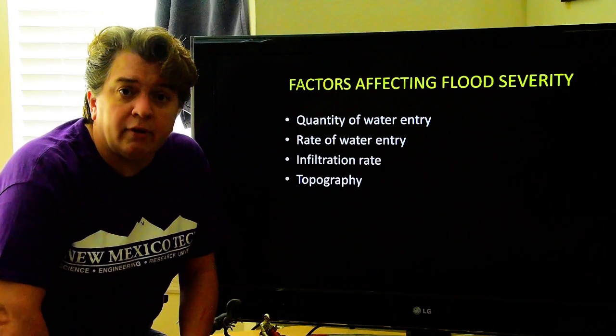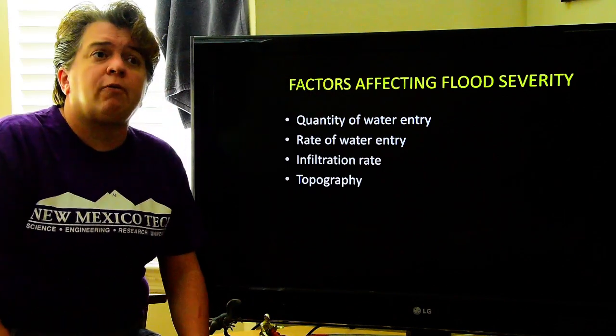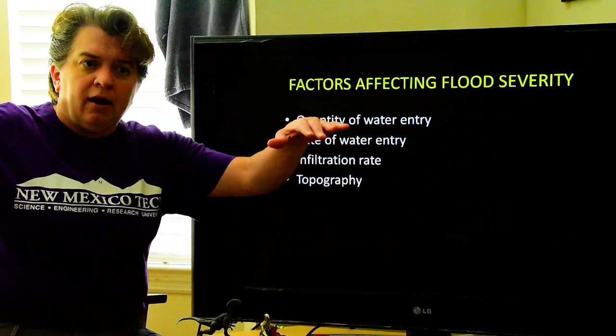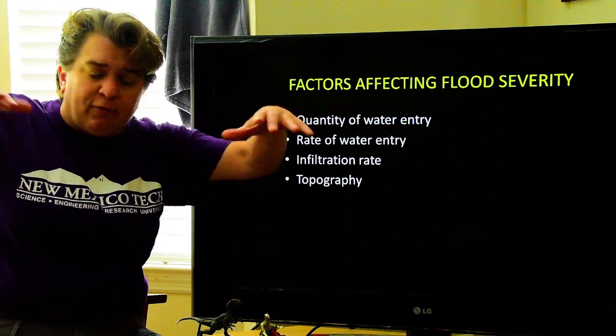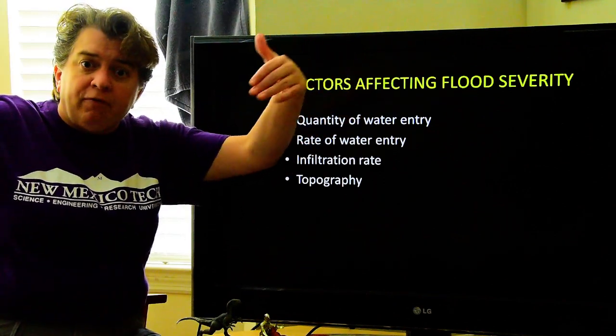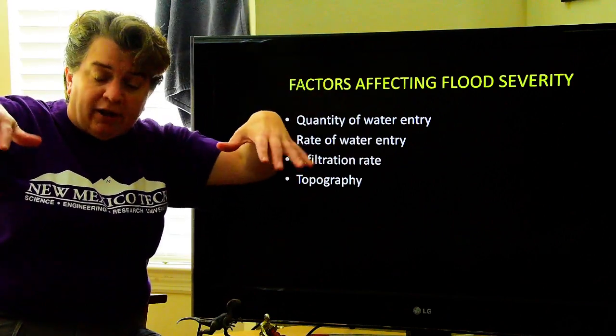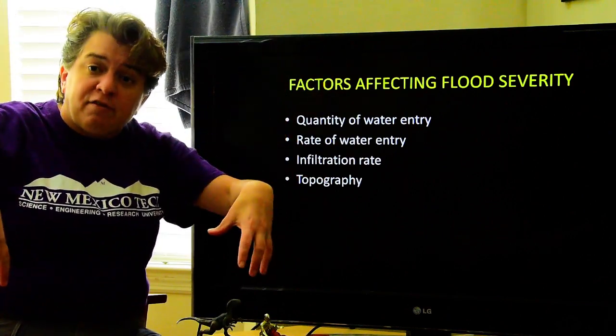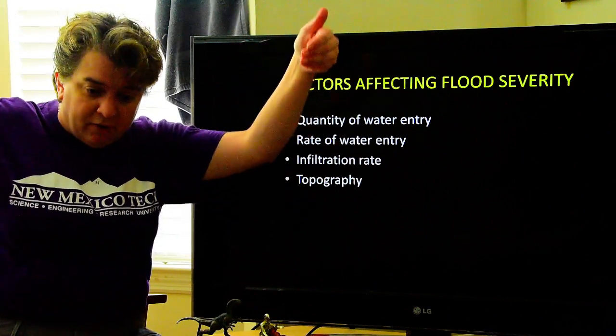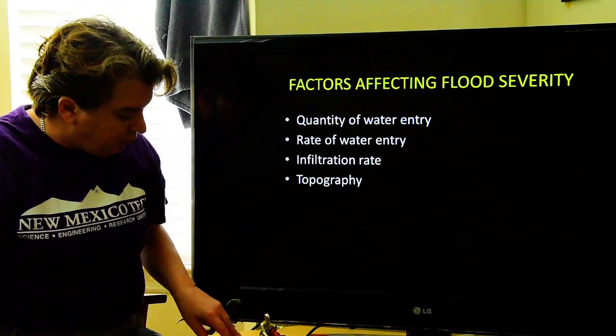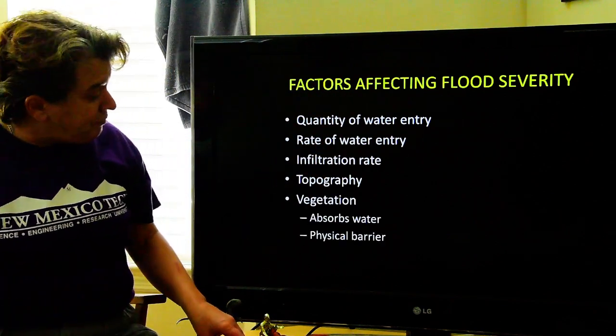Topography is important too. If you have steep slopes made of rock, the rain that's falling isn't going to have a lot of chance to even infiltrate into the rock. It's going to flow really quickly right into the river.